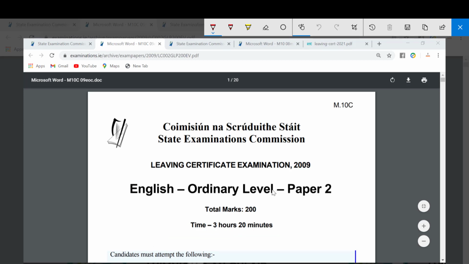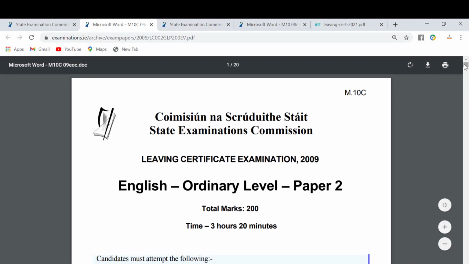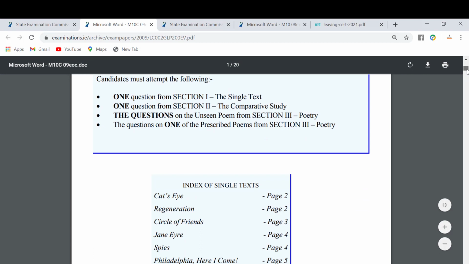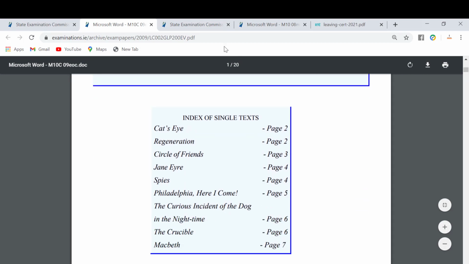So yes, English Ordinary Level Paper 2, it will not be marked out of 200, it will be marked out of 140 marks. You will still have 3 hours and 20 minutes, which is good. And when it comes to choosing your single text, the index of single texts is always on the front page. In my case, we are doing Philadelphia, Here I Come. And you simply go and find that section if you want to do the single text, that is.